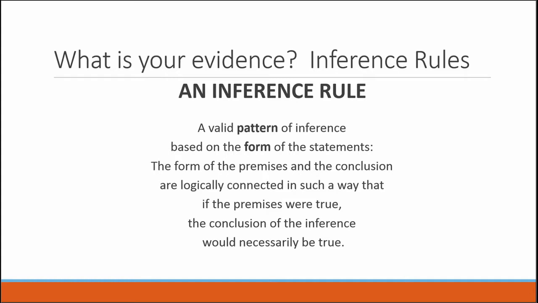If we can use a valid inference rule at each step to show that we can get from premise to conclusion, let me say that again. If we can show that we can get from premises, basic premises, to final conclusion using a valid inference rule or a valid pattern of inference at each step, then we show that the argument is valid.